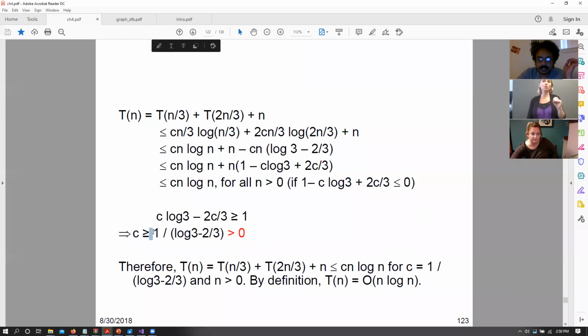So we say that 1/(log 3 minus 2/3) is greater than 0. Is this correct? In order to prove this, we need to say that the denominator is a positive number. If it is positive, then this expression is going to be greater than 0. So in that case, we need to say that log 3 is greater than 2/3. Can someone approximately tell me the range for the value of log 3, or whether this expression is positive or negative?